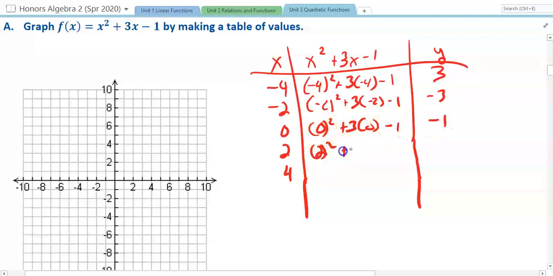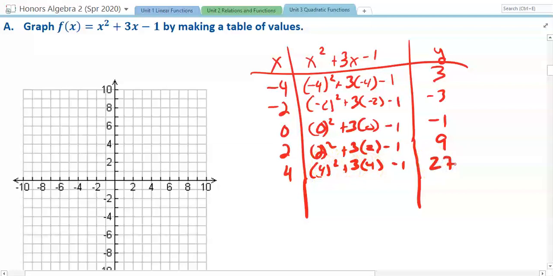2 squared plus 3 times 2 minus 1. 4 plus 6 is 10, minus 1 is 9. And if we do 4 squared plus 3 times 4 minus the 1, so that's 16, plus 12 is 28, this gives us 27. So it's going to be off the top of my graph here.